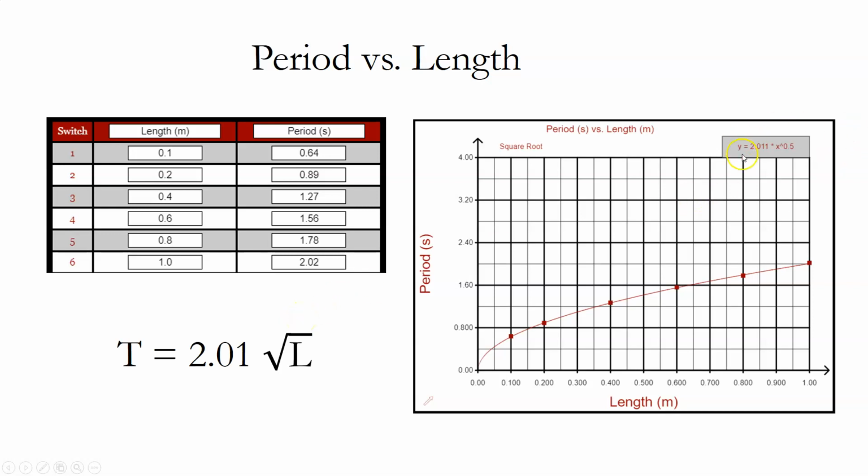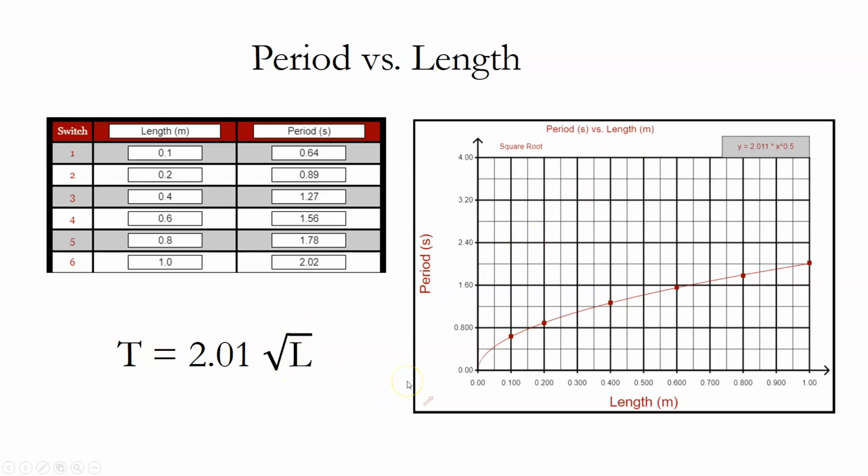Now, taking this just like we did in the Mass on a Spring lab, this x to the 0.5 power is the square root. And x is not x, x is a placeholder for string length. And y is not y, y is period. So writing this gray box model for our system, it will look like this.